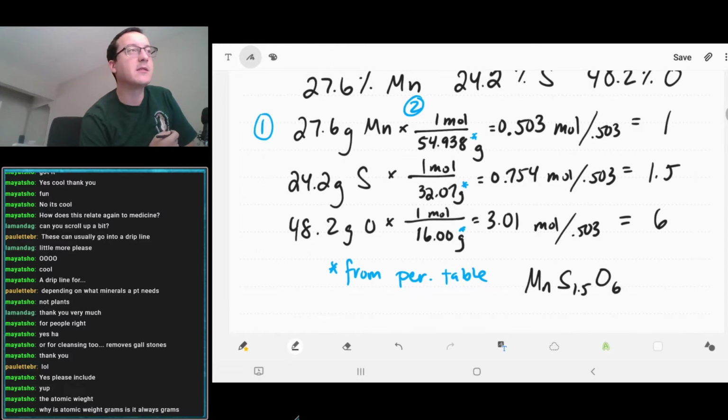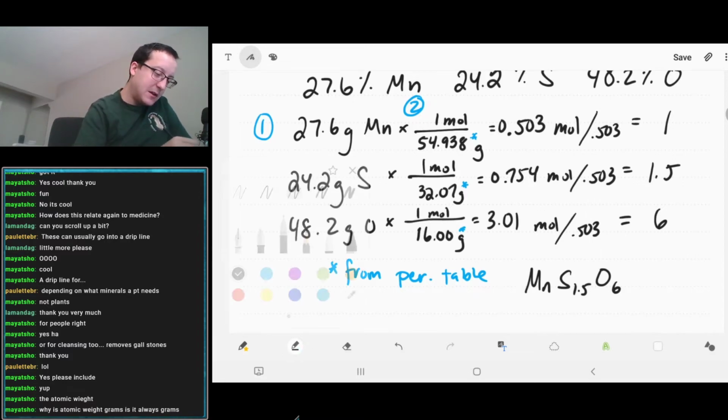Yeah, it's always grams. So the units of atomic mass are grams per mole. So the mole will be on the opposite side of the grams. The number from the periodic table will always take grams.